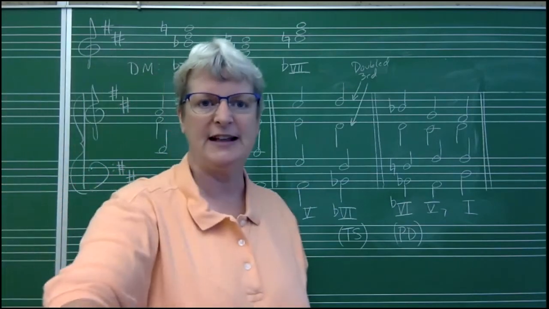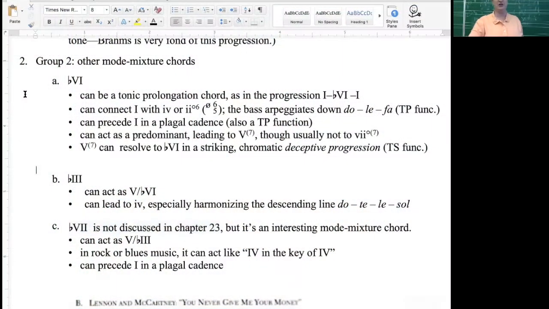So let's start with flat 6. Okay, flat 6 can do a number of things. First of all, there are a number of different ways that it can have a tonic prolongation function. We can go from a 1 to a flat 6 and back to a 1. And that's literally a tonic prolongation. All it's doing is prolonging tonic as a neighbor chord.